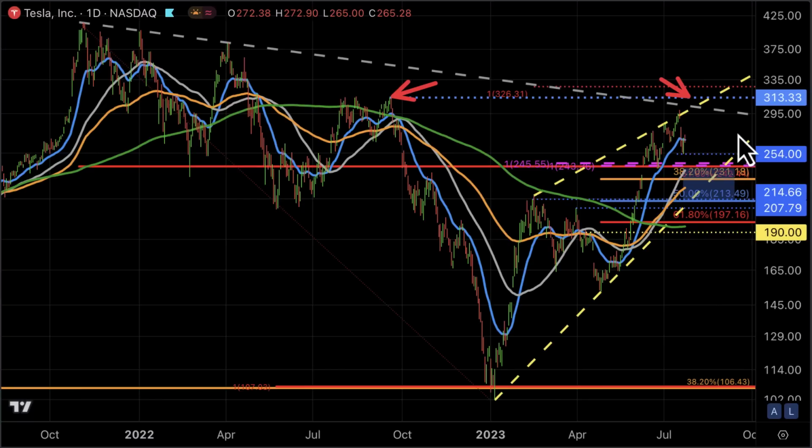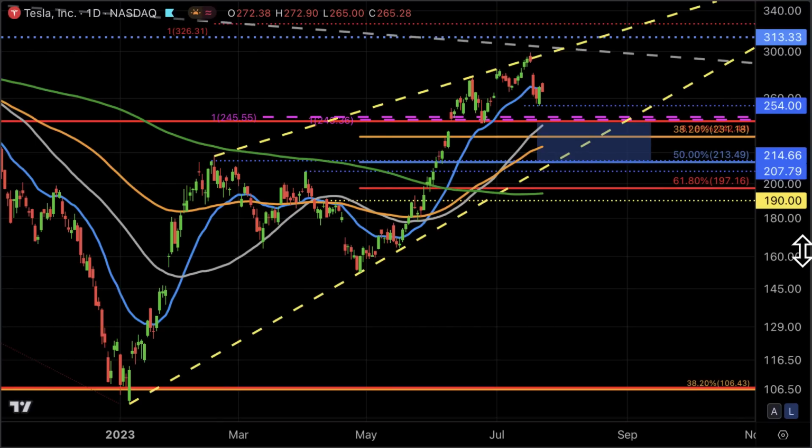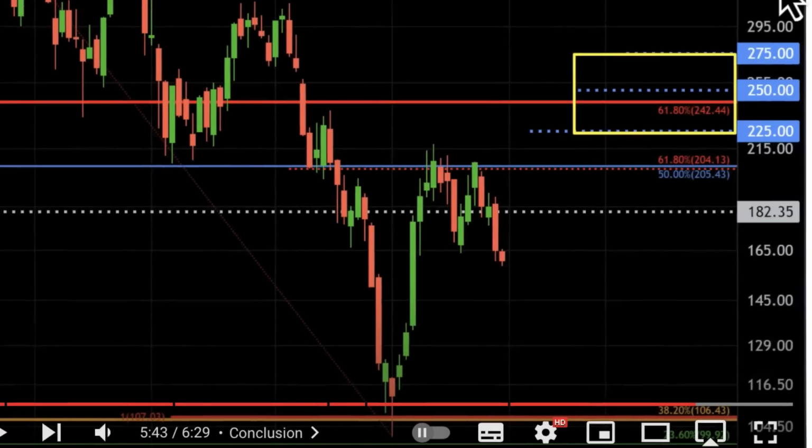If we just zoom in here a little bit, before we continue, it's worth mentioning that Tesla has tested the levels that I expected to test, the targets that I wanted to test in the last several weeks. This is a screenshot of my April video, and I mentioned back then that I was looking for Tesla to come to these levels. And where are those levels? As you can see, here they are.